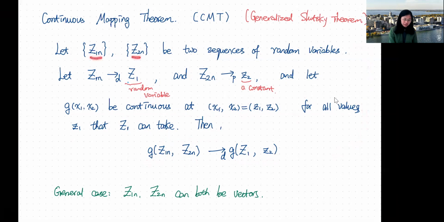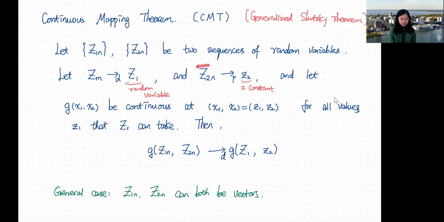Here Z1n and Z2n are two sequences of random variables. But in the general case, this continuous mapping theorem holds when Z1n is a sequence of random vectors, and Z2n is also a sequence of random vectors. In the random vector case, convergence in distribution means joint convergence in distribution, meaning that the joint CDF of this whole random vector converges to the joint CDF of this random vector.